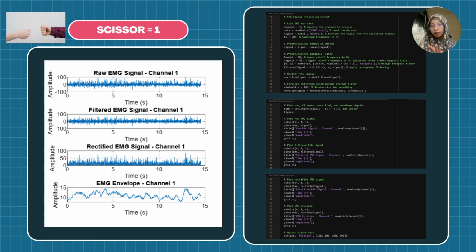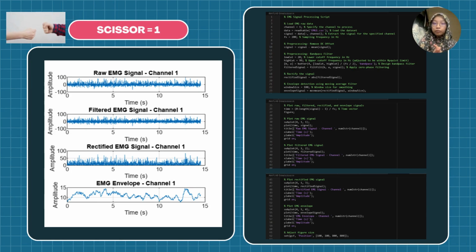In the last graph, which is the EMG envelope, to extract the EMG envelope, the rectified signal is smoothed using a moving average filter with a window size of 100. This step highlights the overall trend of the muscle activity. It removes rapid fluctuations while also preserving the key features of the signals.